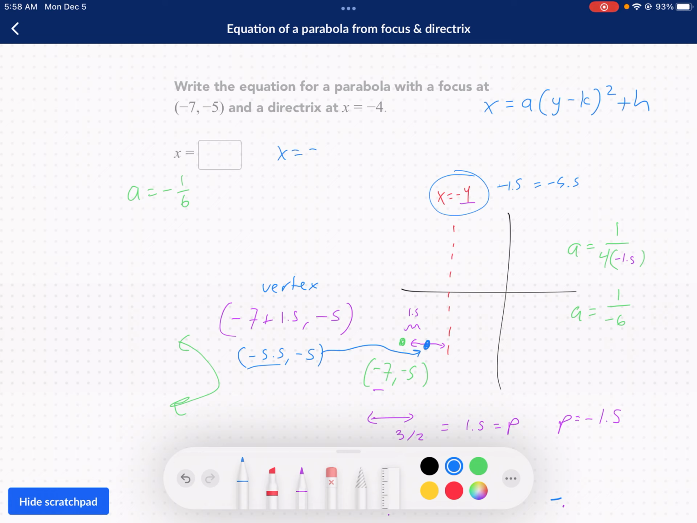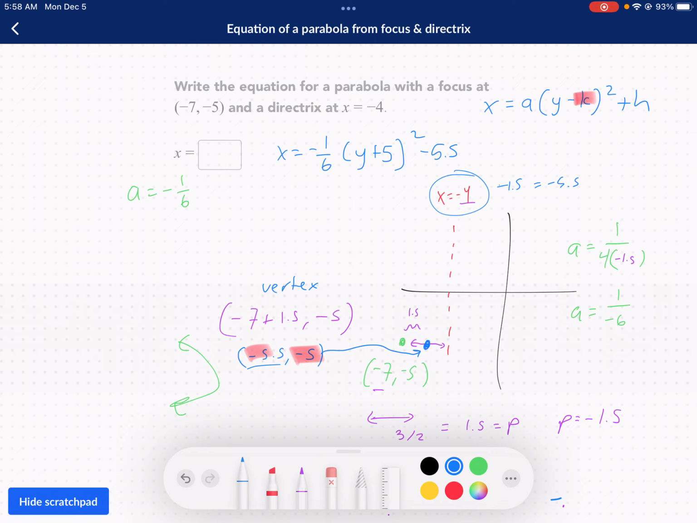So we have x equals, I already know that's negative 1 over 6. Okay, got my a value. Now it's y minus 5 for my k. Take a look. My k is negative 5, so it's going to be y minus a negative 5, which is plus 5. Now, plus h. My h is negative 5.5, so I need to subtract 5.5 at the end because it's moving to the left. It's in the negative x direction, okay?